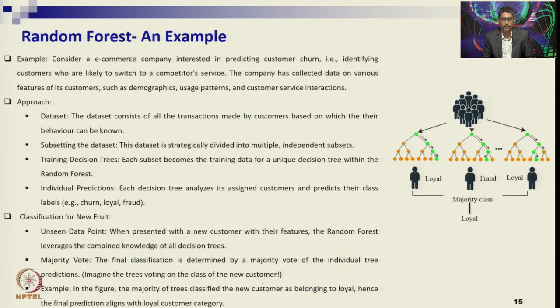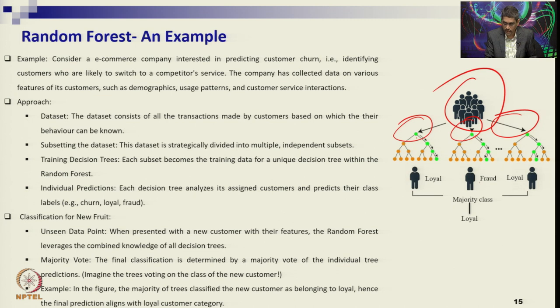Here you can see the example. Look here, your main sample you have divided into sub samples, different random samples, and you take one decision tree here for the final decision. What is the outcome of this tree? These are the branches, the intermediate decision tree branches I told you about, right? And these are the leaf nodes, and these are the final decisions. What is the final decision here? Say, the customer is loyal.